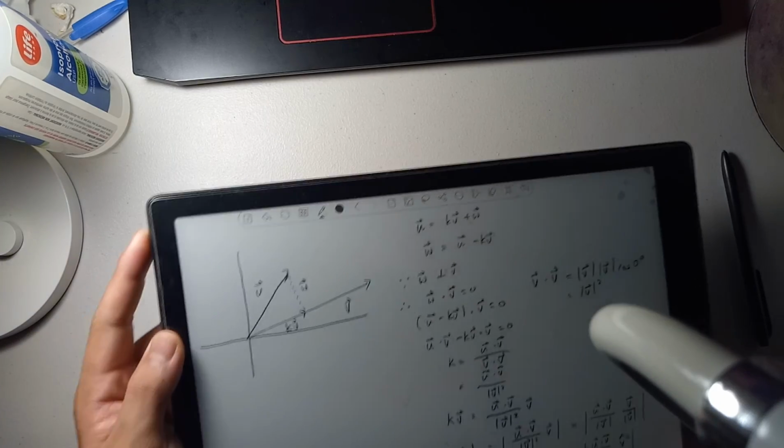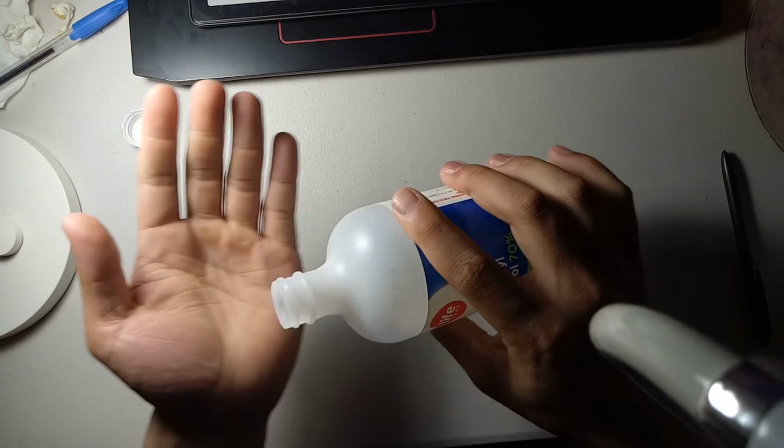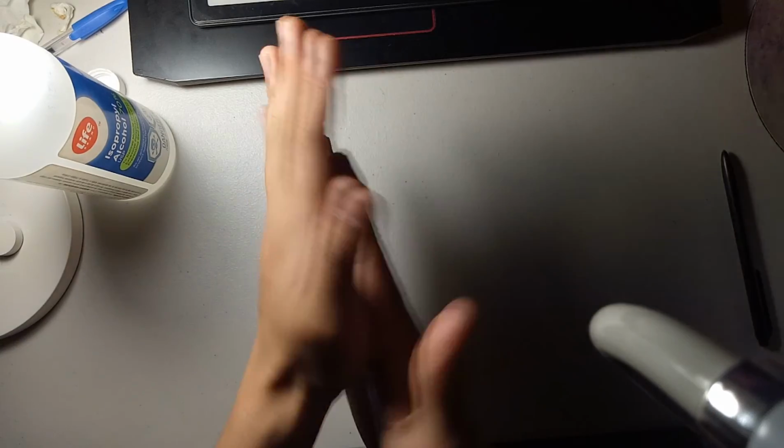Next, I want to show you something cool with alcohol. I realized that when I rub some alcohol in my hands, like so, and I turn off the lights, and I light up, you can see that my hands go on fire. Very interesting. Let's put some more alcohol on my hands. This time it will hurt a bit more because I have more alcohol on my hands.